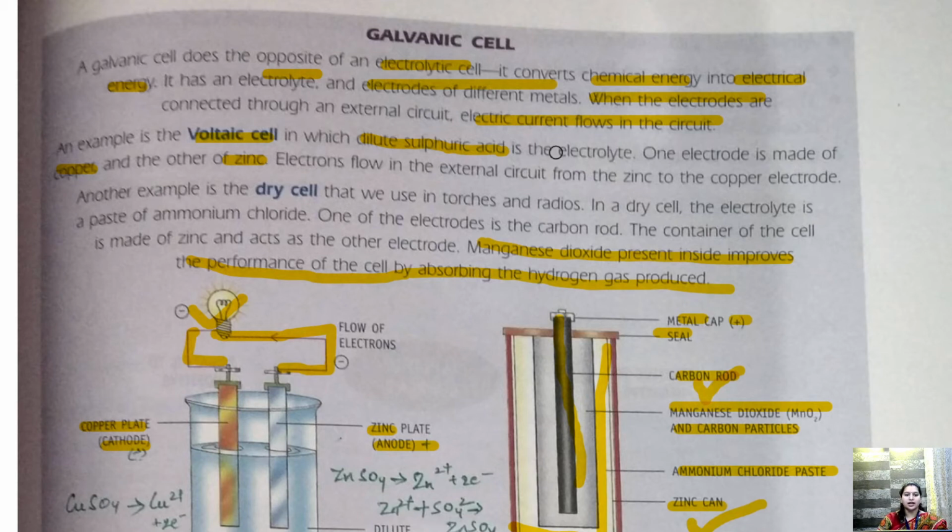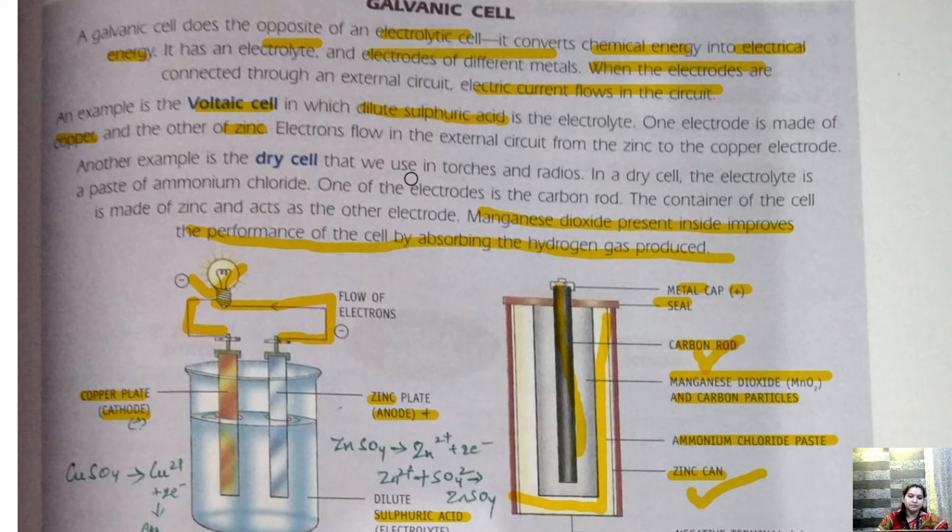See children, it is not in much detail in your chapter. So we are just going with the basic concept of a galvanic cell and an electrolytic cell. Later on in your higher classes, you will study in much detail about the galvanic and voltaic cell. Another example is the dry cell, that we use in torches and radios and other appliances also.